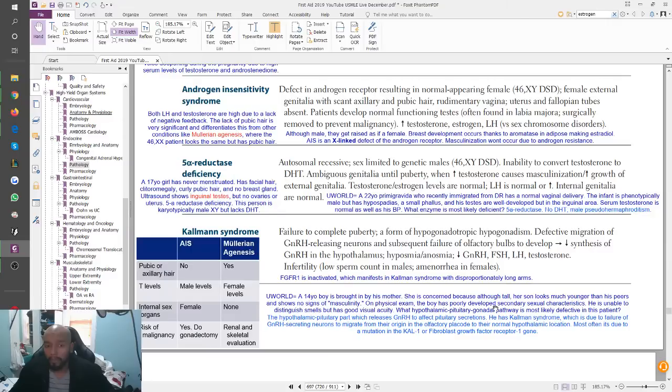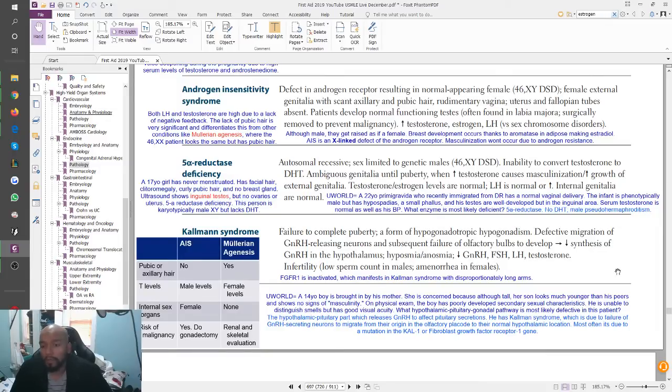At the bottom, I have a question related to Kallmann syndrome from UWorld. So this one says a 14-year-old boy is brought in by his mother. She's concerned because although tall, her son looks much younger than his peers and shows no signs of masculinity. On physical exam, the boy has poorly developed secondary sexual characteristics. He is unable to distinguish smells, but has good visual acuity. The visual acuity part was just there to throw you off. The main thing was he can't smell. What hypothalamic pituitary gonadal pathway is most likely defective? And that's going to be the pathway that releases GnRH.